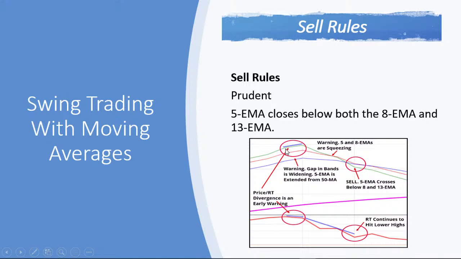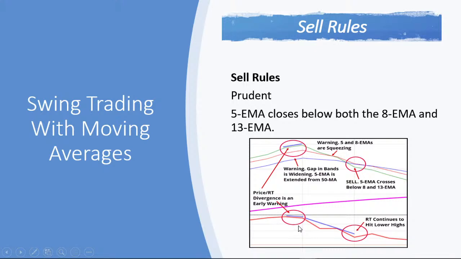Okay? Now, if you start to see price running, but the relative timing indicator is diverging away from price's direction, meaning if price is rising, but the relative timing indicator is beginning to fall, that's a classic bearish divergence. Okay? I think that's your first early warning signal.